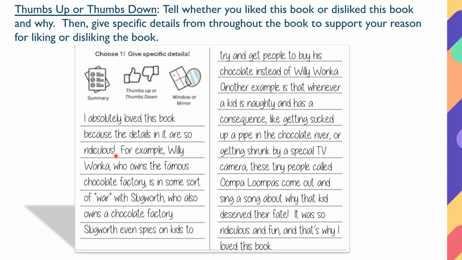So I can tell that this person really read the book. They gave the example of the war with Slugworth, and they gave another example about a kid getting sucked up in a pipe in a chocolate river and a kid getting shrunk by a TV camera, and how there are Oompa Loompas who'll come out and sing the song. So they didn't just tell me the book is ridiculous, they gave me specific examples so that I can understand and I can see that they read the book and understood it. So this would get full points. This is a good example of thumbs up or thumbs down.